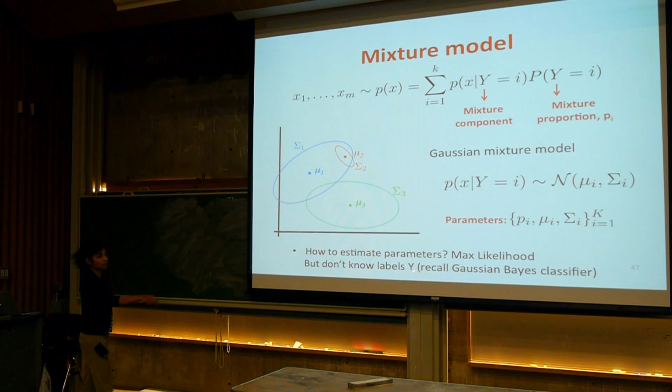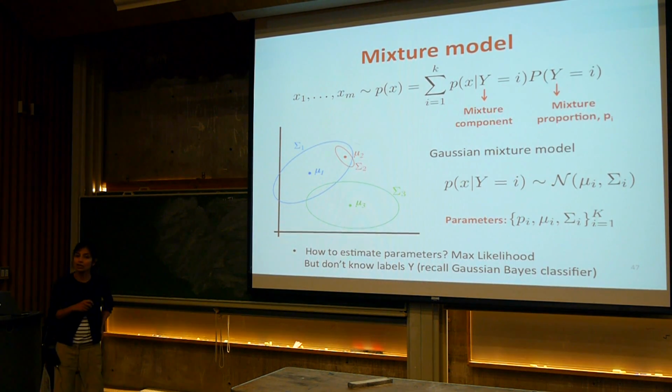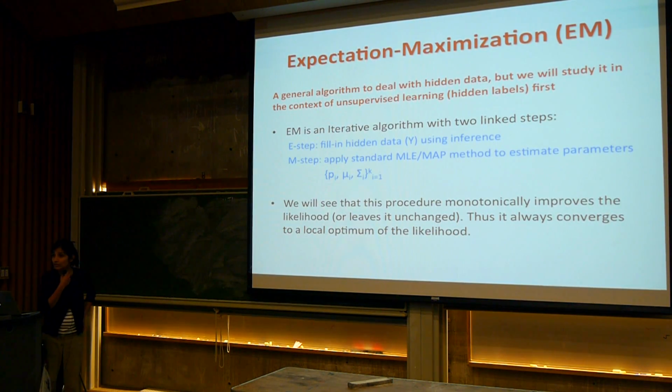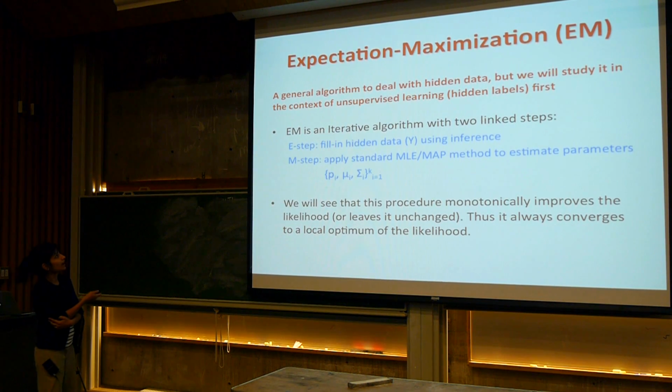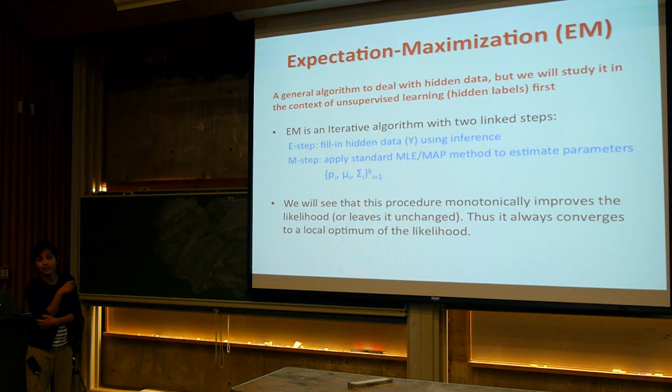So we have a hidden variable, which are sort of these labels, if you think of this as Gaussian Bayes modeling in classification. And we use EM to learn these parameters. EM in general is a method to deal with hidden data. We'll talk about it in the specific context of first learning the mixture parameters under this Gaussian mixture model formulation. And later we might talk about other possible ways you can use EM.